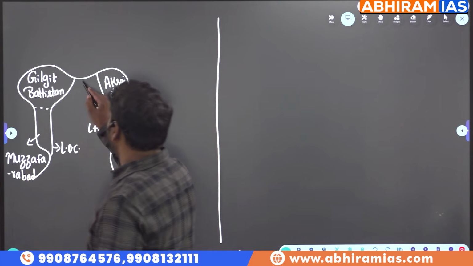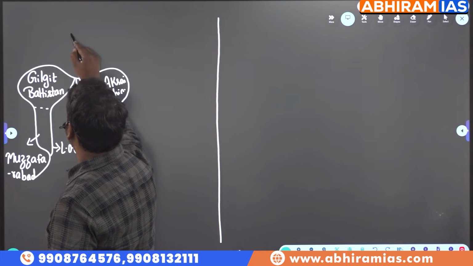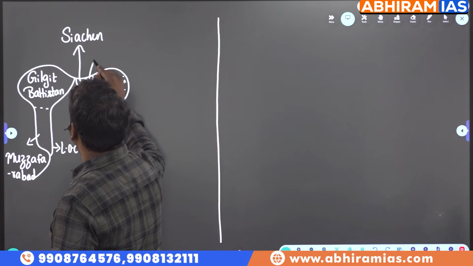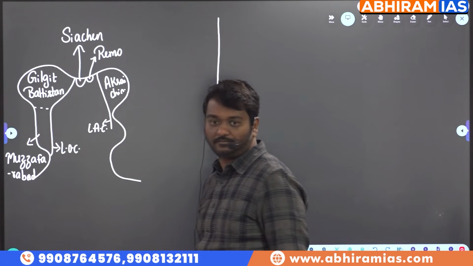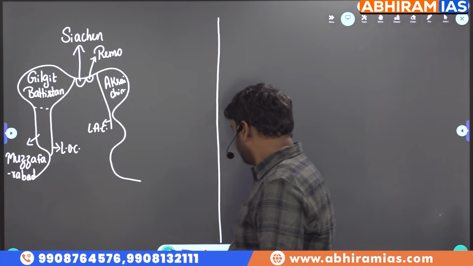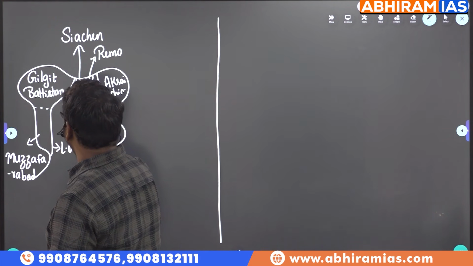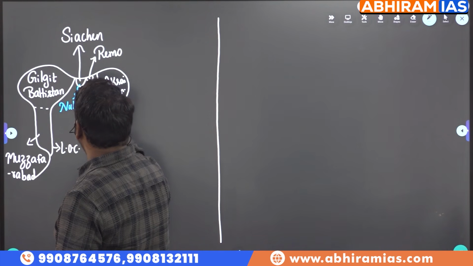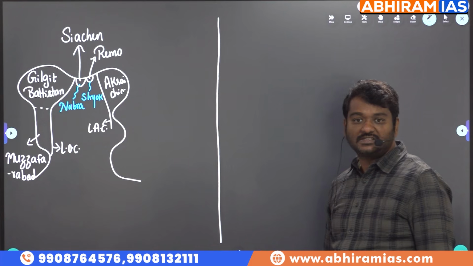And in between these two, we have two important glaciers. One is Siachen Glacier, another one is Remo Glacier. From Siachen Glacier, Nubra River will flow. From Remo Glacier, Shyok River will flow. Now, this was asked in the exam.